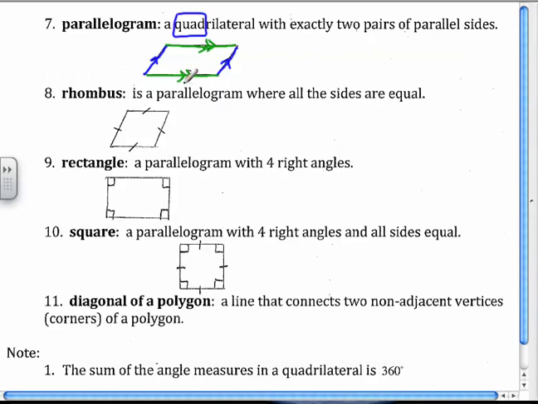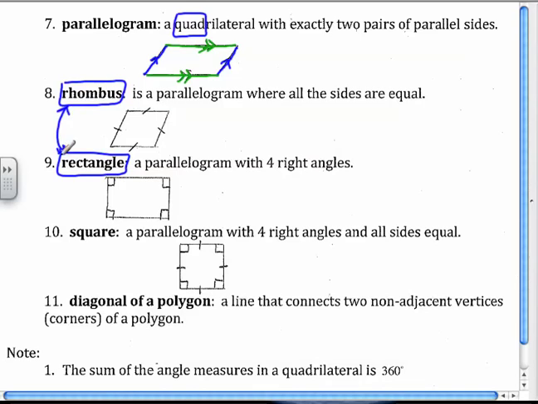A parallelogram is like a trapezoid, except that it has 2 pairs of parallel sides. So that's a parallelogram. Now, the next 3 things are interesting, but the rhombus and the rectangle are kind of related. Let's talk about the rhombus first.